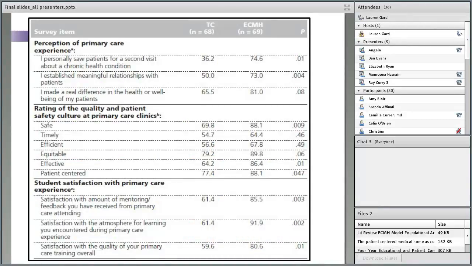We asked our students their opinion of the program. So this was a survey of graduating students back in 2014, and I'm going to go through this very quickly.